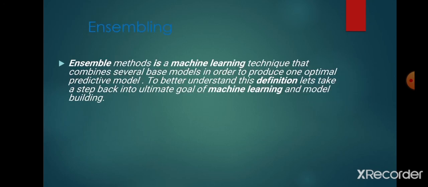So, firstly, what is ensembling? Ensemble methods is a machine learning technique that combines several base models in order to produce one optimal predictive model. To better understand this definition, let's take a step back into the ultimate goal of machine learning and model building.